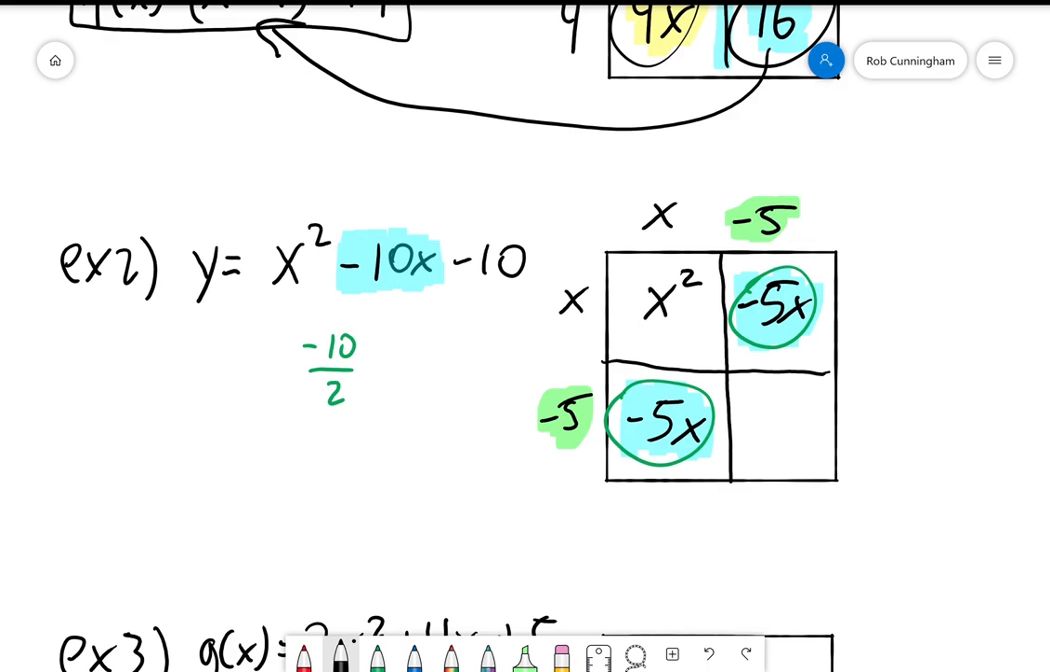Now all we have to do is fill in our lower right region. Well, negative 5 times negative 5 is positive 25. Now we already have a minus 10 out here, right? That's that number right there. We just added 25, so just like last time, we're going to take away 25 to compensate.